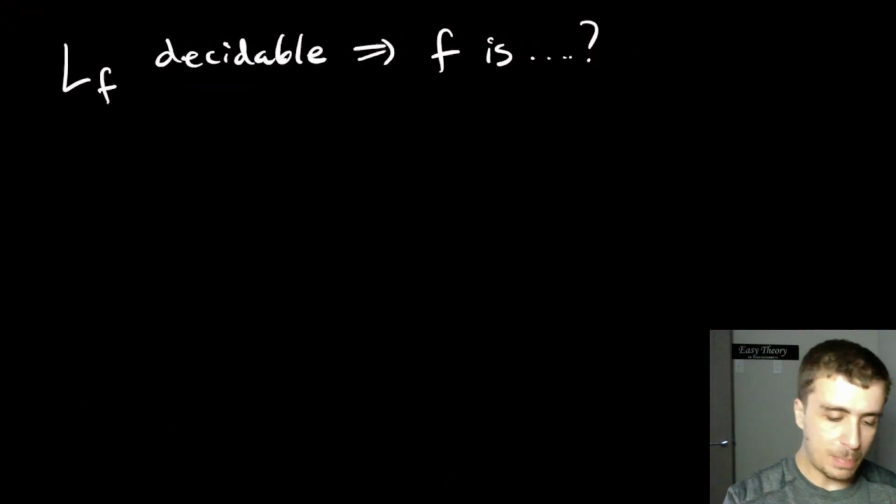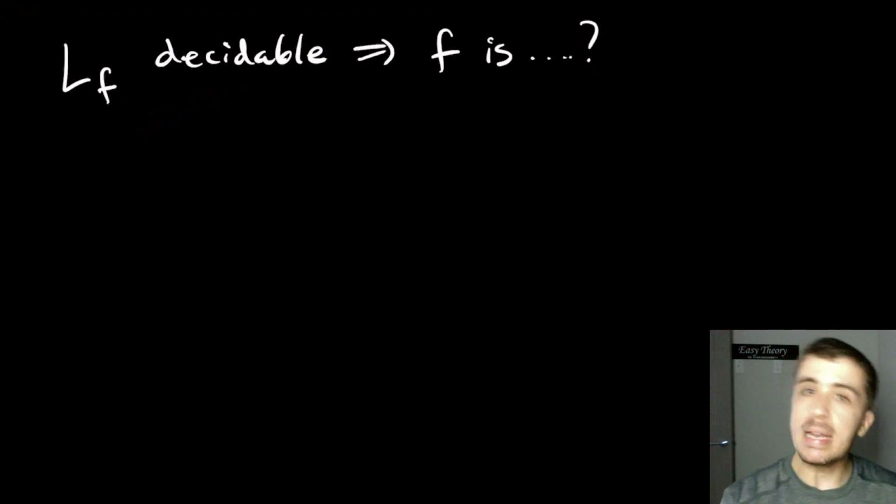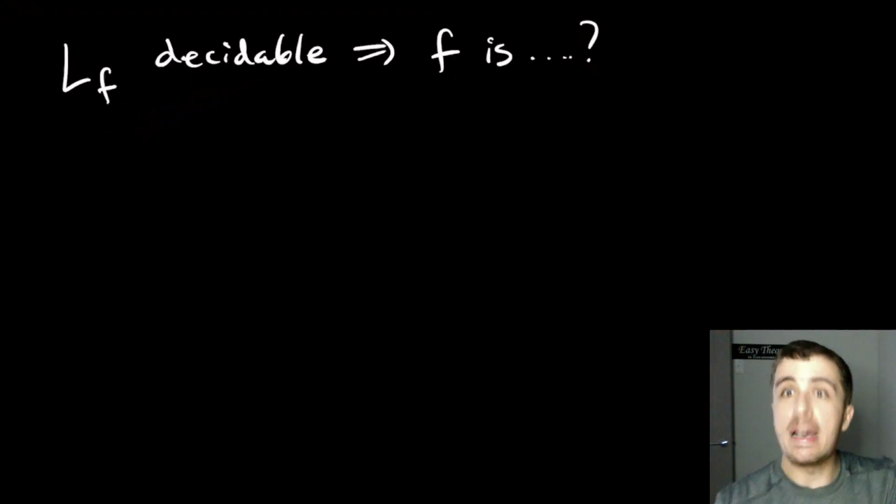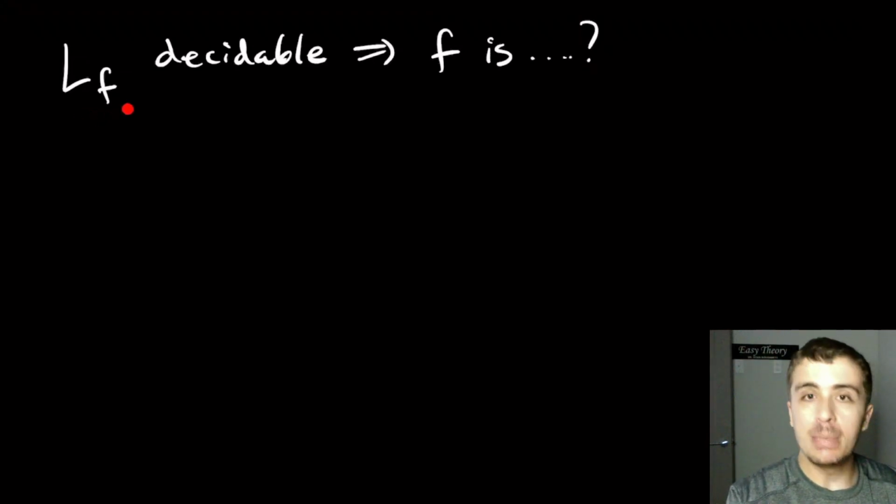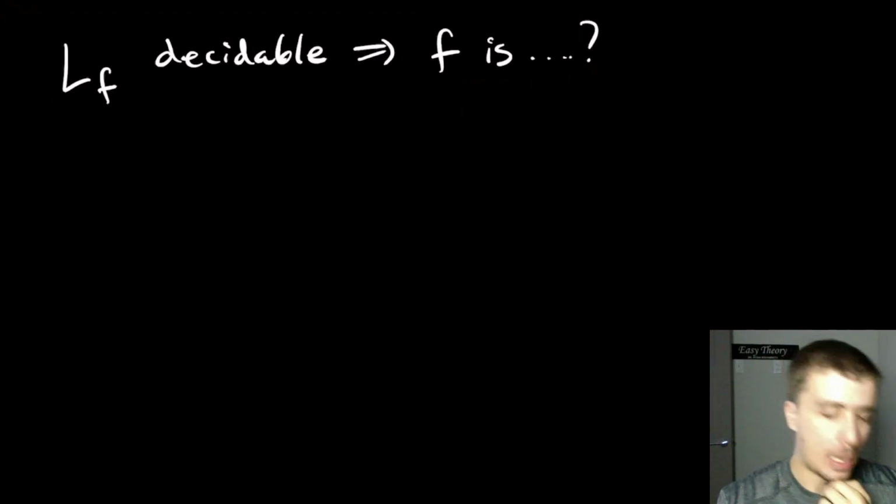All right, so let's make an assumption about L sub f. We figured out that it was decidable if f was computable. Maybe we get the converse too. So let's assume that L sub f is decidable for now, and then let's try to figure out what f is, whether it's computable or not. Let's think about what L sub f decidable means.